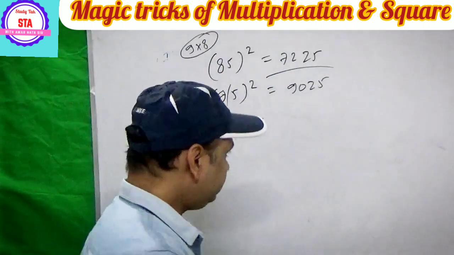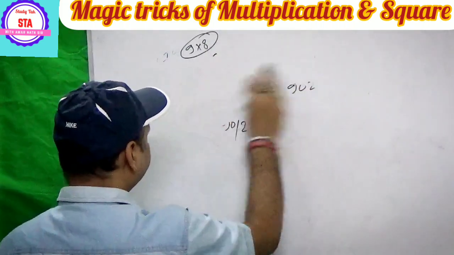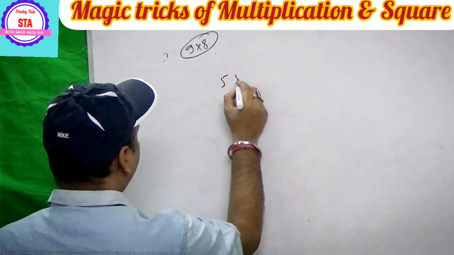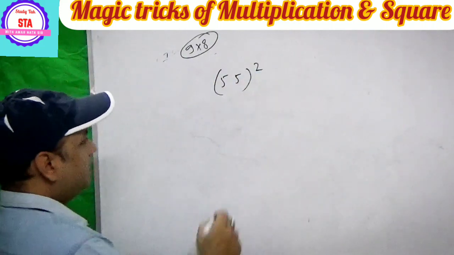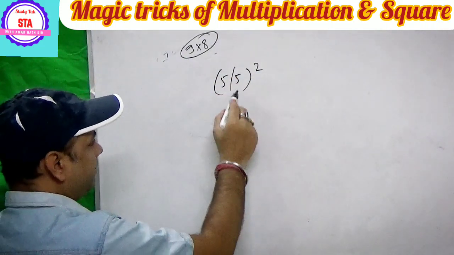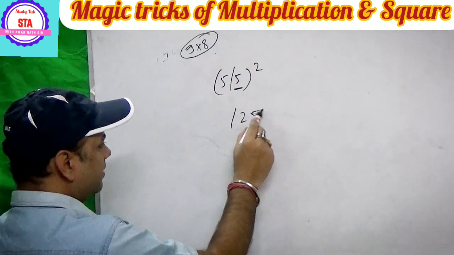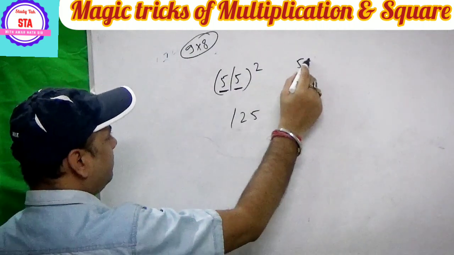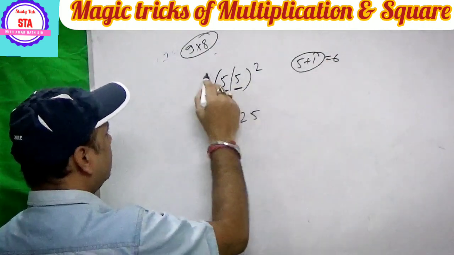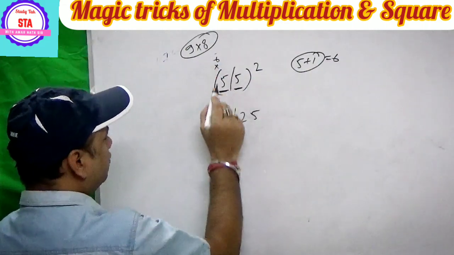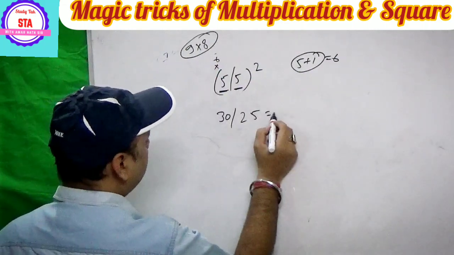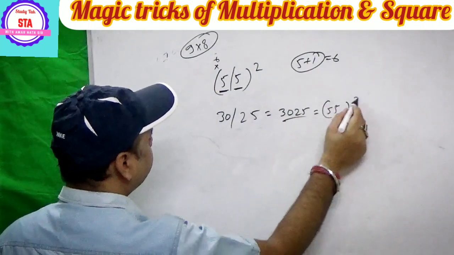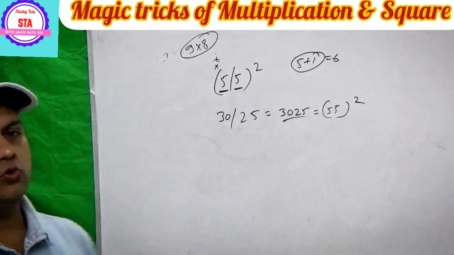Okay? Take some more examples. That is 55. Square of 55. Divide into two parts. The square of the first part, the square of 5, is 25. And for the second part, you write 6, that is 5 plus 1. Increase this value to 6. Write down 6 into 5, that is 30. 3025 is the square of 55.